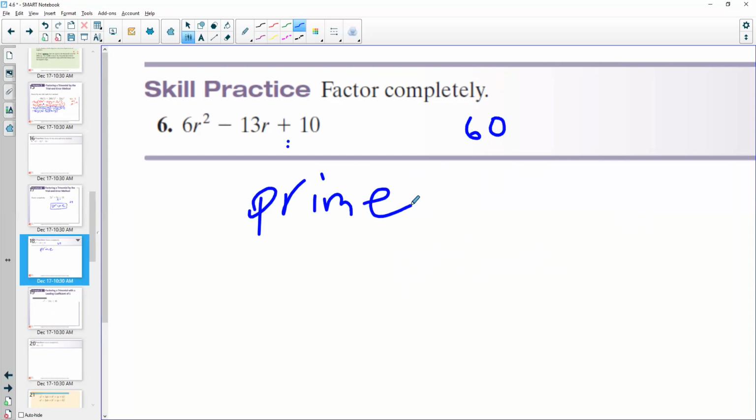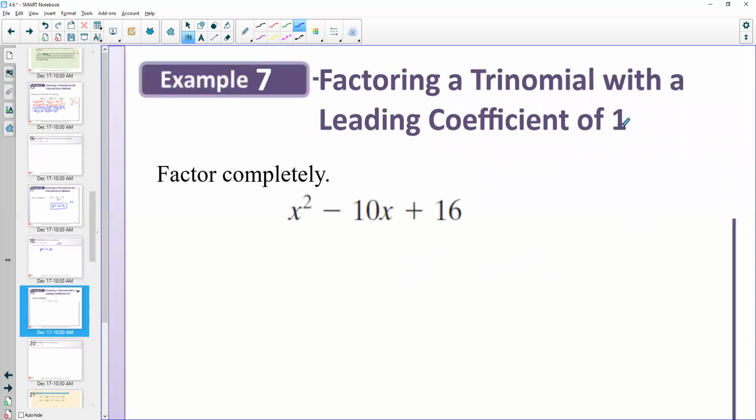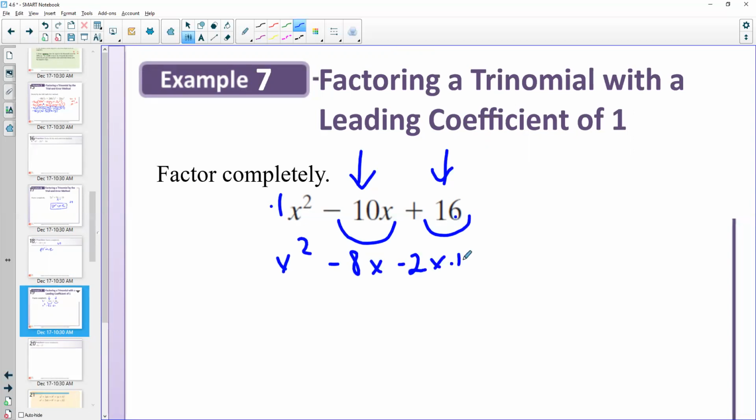Trinomials. When there's a leading coefficient of 1, you can go through the AC test. It works. However, you likely learned a way in high school to pick this out, to say to yourself, I need two numbers that multiply to 16 and add to negative 10. It's the same idea as the AC test, because really it's just 1 times 16. So two numbers that multiply to make positive 16 and add to make negative 10. That would be negative 8 and negative 2. So I can rewrite and factor by grouping.